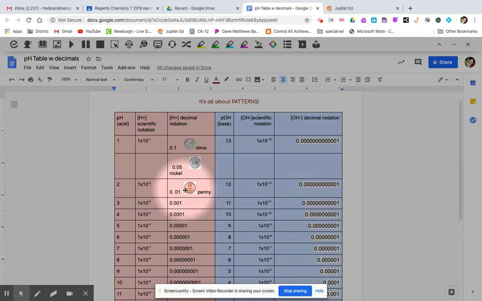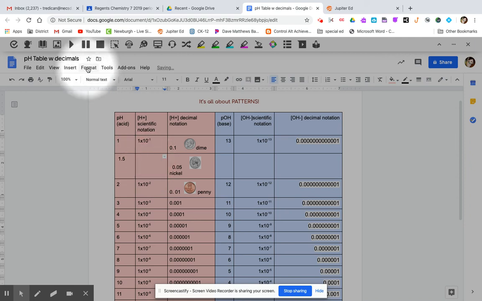So, halfway between a penny and a dime we know is a nickel in real life in decimal notation. Halfway between pH of 2 and a pH of 1 would be 1.5. Now, yesterday when you saw decimals, we took the decimal and we raised it to the power of 10. So 1 times 10.